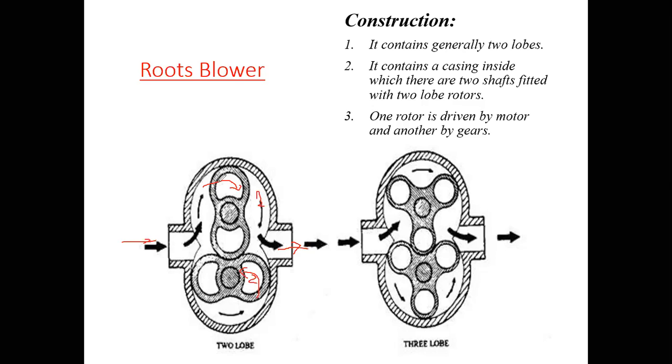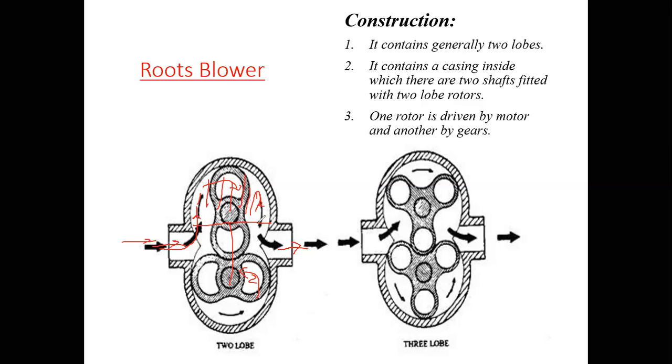Now, when this rotor rotates clockwise, the pressure on this side decreases and air will start coming inside this passage. Okay, as this rotor rotates from this position through 90 degrees, its position becomes horizontal, and rotor number two becomes vertical. Now, this suction air will be trapped in this passage. As this rotor becomes horizontal, the air is trapped in this passage. Now this air is trapped and the suction stroke is completed.